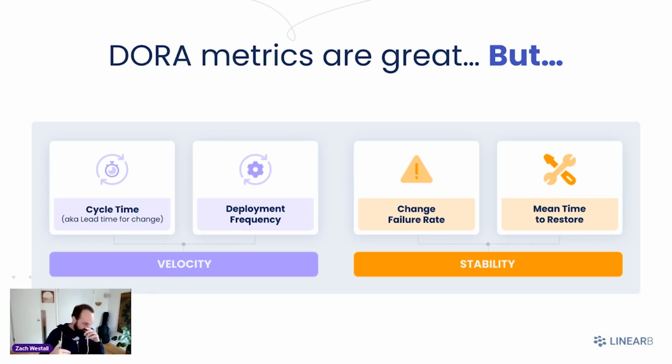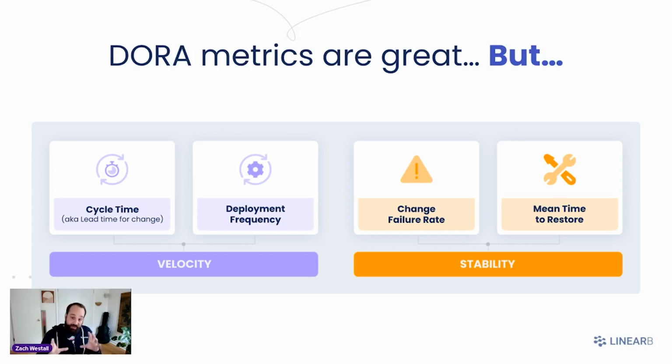Now, the 2 on the left in purple are your velocity metrics, how quickly and efficiently your team is moving work through the pipe. And the ones on the right in orange are your stability metrics for the team. Once code is released out into the world, the quality of that code, how stable it is, how often you have to go and give it care and feeding when something goes wrong. When you have high velocity and high stability, magical things happen.